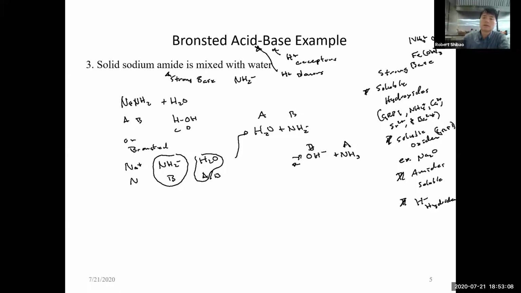Yeah, that's correct. Water is a stronger acid. Make sure that you see that. Water is a stronger acid. Ammonia is a weaker acid. Okay, now look at the base. Compare amide, NH2 minus, with hydroxide. Which one's stronger, amide or hydroxide?